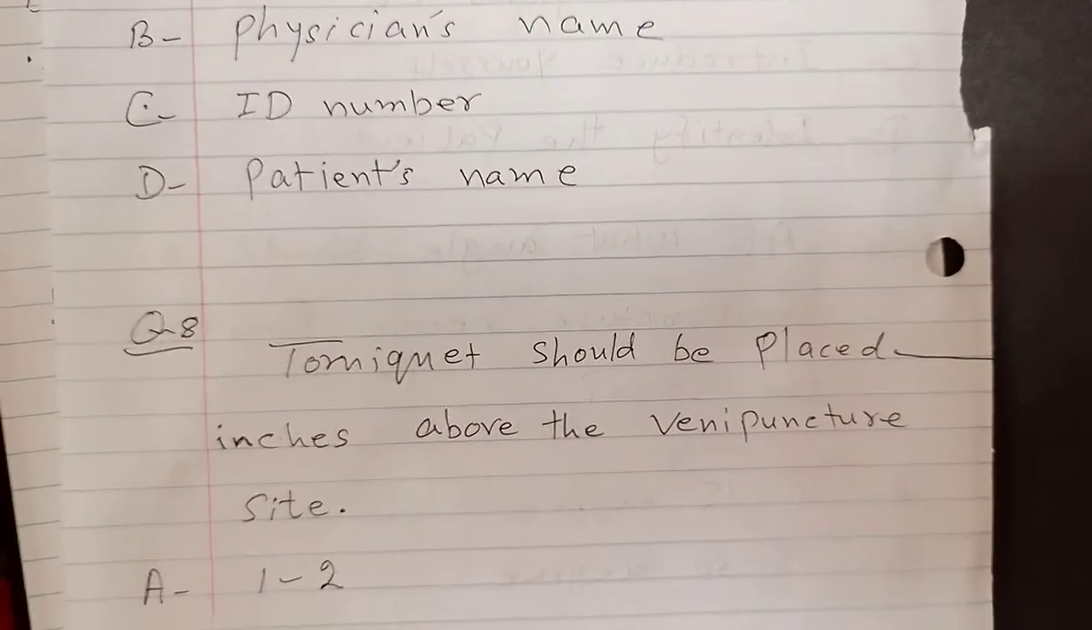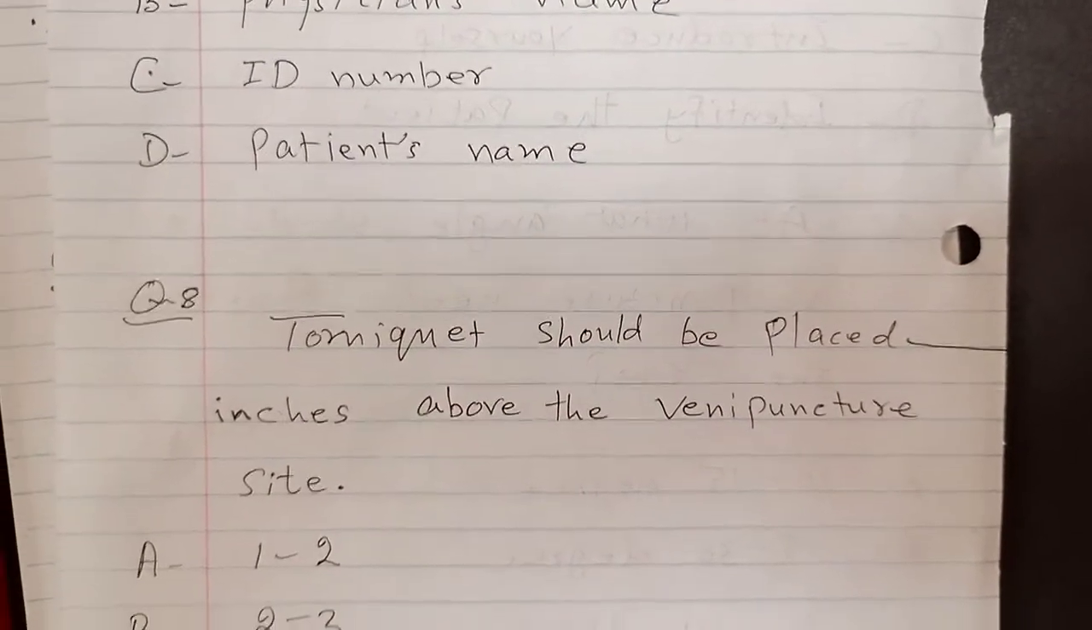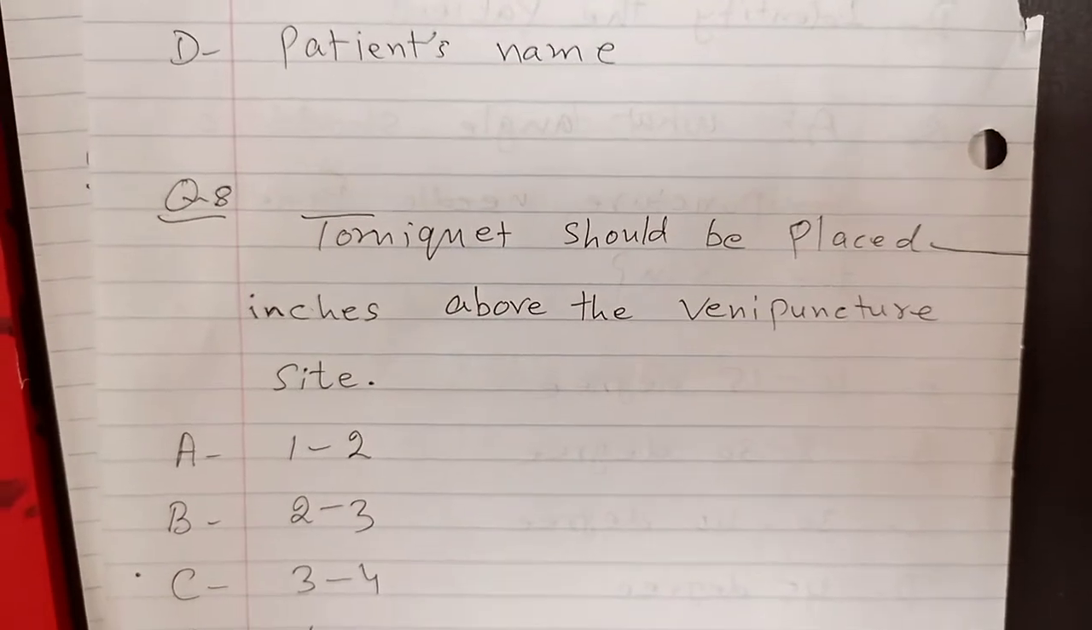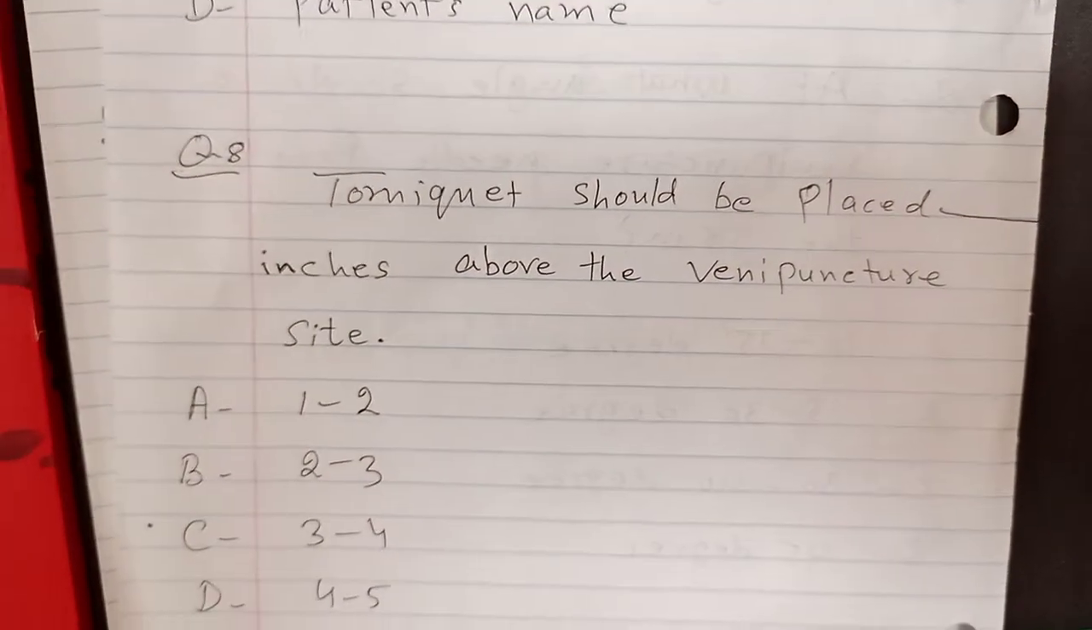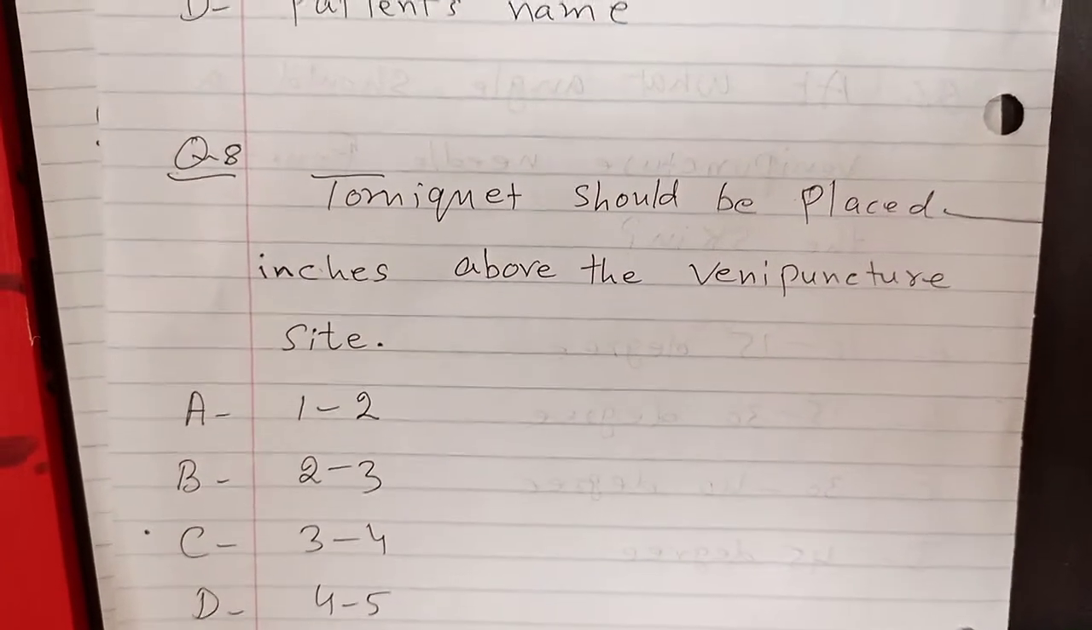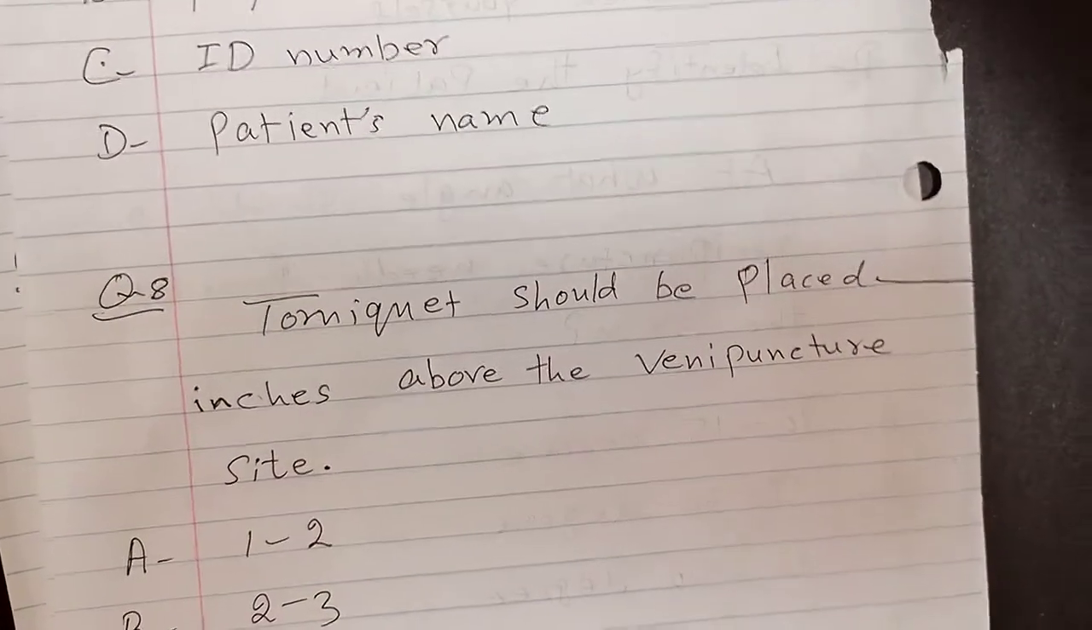The tourniquet should be placed blank inches above the venipuncture site. 1 to 2 inches, 2 to 3 inches, 3 to 4 inches, 4 to 5 inches. The answer is 3 to 4 inches.